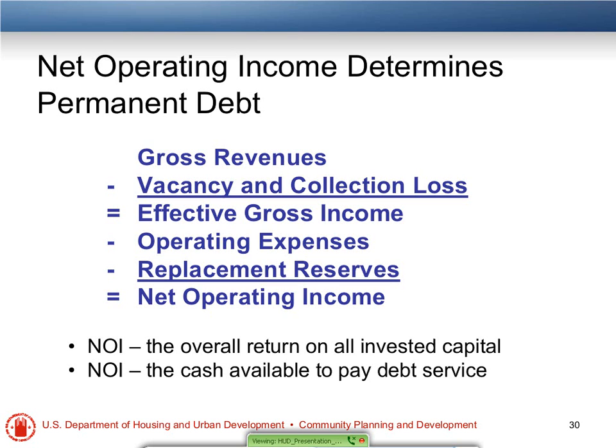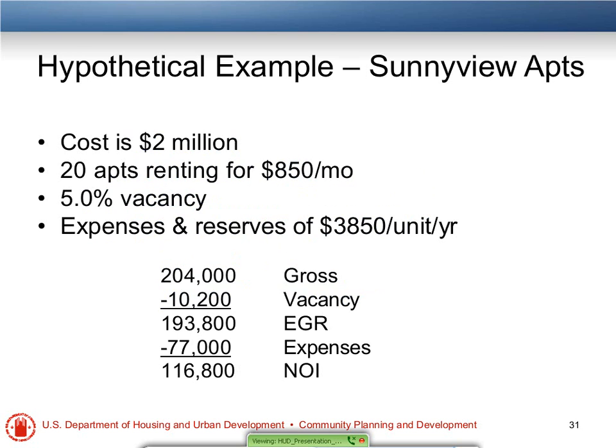And again, net operating income, very important number because it is really the number that tells us how much cash we have available to repay debt and how much is left over then to attract equity. So it's the overall return on all invested capital, both debt and equity. Let's look at a hypothetical example.